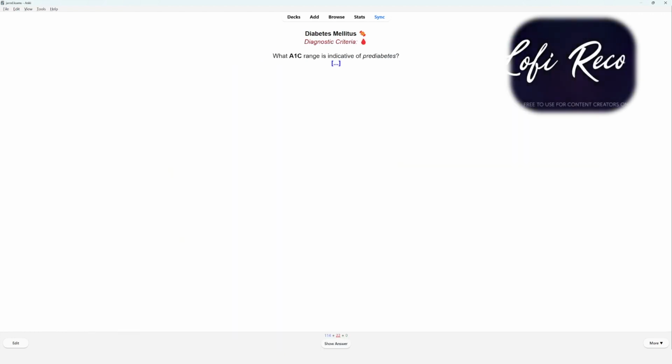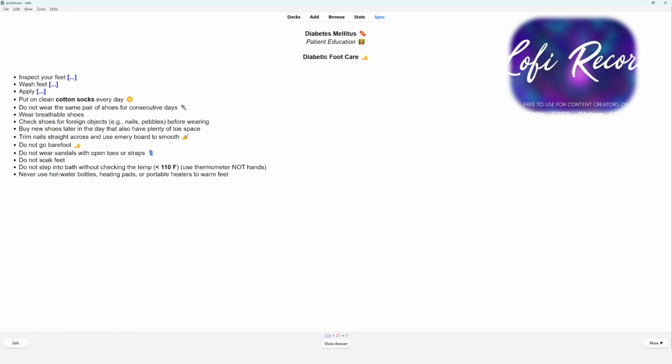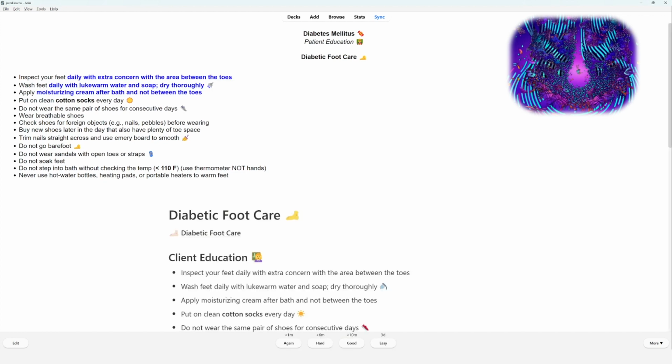A1C for pre-diabetes range is 5.7 to 6.4. Inspect your feet before putting on your shoes. Wash your feet with lukewarm water. Don't apply anything between the toes. Daily extra concern between the toes. Yep.